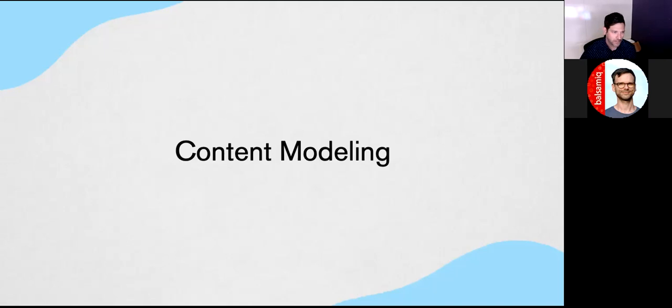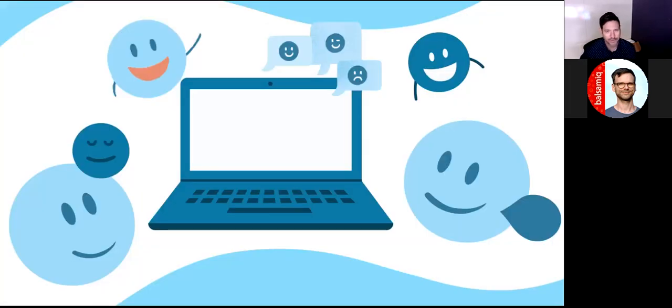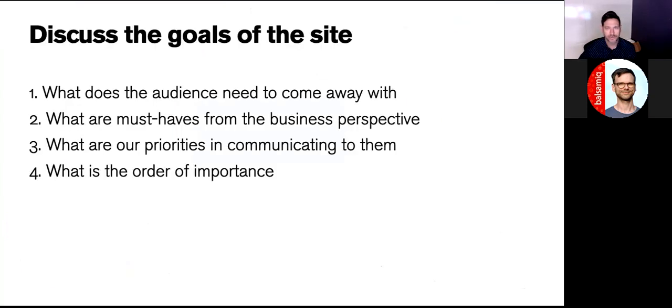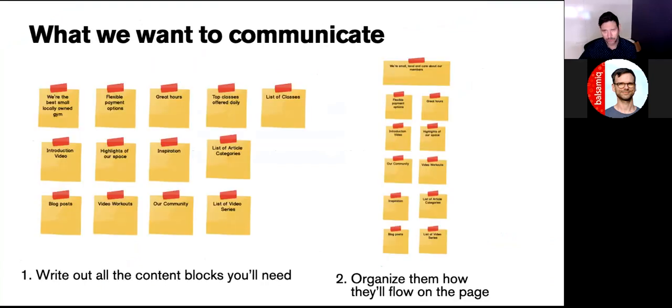Another great thing about content modeling is you can think of it as like a brainstorming workshop or a mini design sprint, and you can get together with your whole team and kick it off. So what you do is you start out by discussing the goals of the site or the project. What do you want the audience to come away with? What are the must-haves from the business perspective? And then what are the priorities in communicating all of this to them? What's the order of importance? So you can use a whiteboard, you can use Post-it notes, and just start writing out what you want people to know.